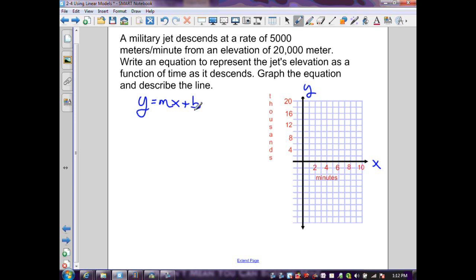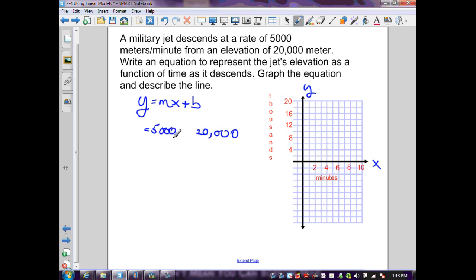We have b, which is a y-intercept. That's the starting point. Our starting point in our graph is given by the elevation of the jet, which is going to be 20,000 meters. And I know the rate of change of that elevation, which will be our slope, our change of the y and the change of the x, which is going to be 5,000 meters.